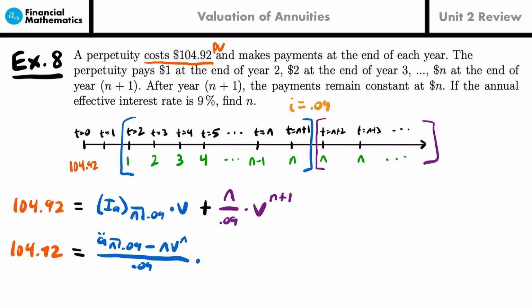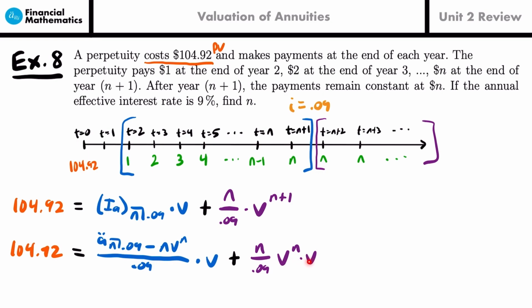Now that's still being multiplied by v, and then we're going to add that to this, and that's n divided by 0.09, and I'm actually going to split this up. Here's what I mean by that. We're going to have v to the power of n times v to the first power, right? You could split up this power by just writing it as v to the power of n times v, okay?